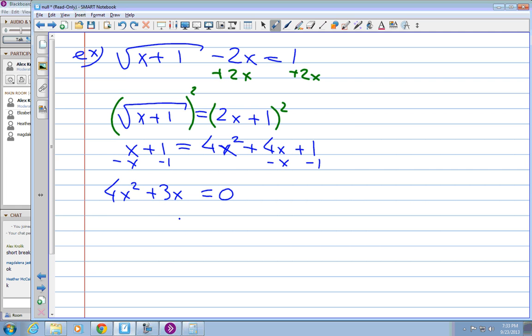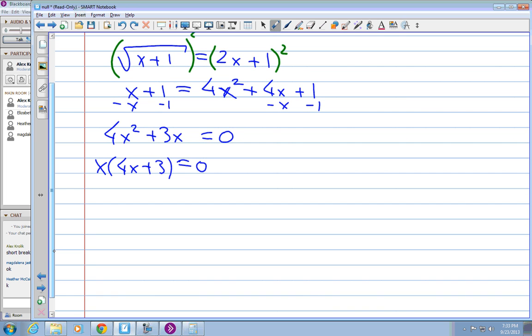Okay? That is a quadratic equation. We can solve that one by factoring. You can just pull out an x. That leaves you with 4x plus 3 equals 0. So it's either x equals 0 or 4x plus 3 equals 0. So x equals 0, we're done. 4x plus 3 equals 0, x is negative 3/4. Right, subtract 3, divide by 4.